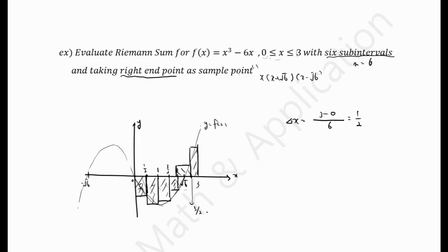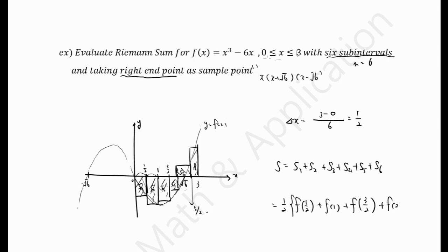And this is S1, S2, S3, S4, S5, S6. So the Riemann sum is S1 plus S2 plus S3 plus S4 plus S5 plus S6. The base length is 1/2, and the function values are f(1/2) plus f(1) plus f(3/2) plus f(2) plus f(5/2) plus f(3).